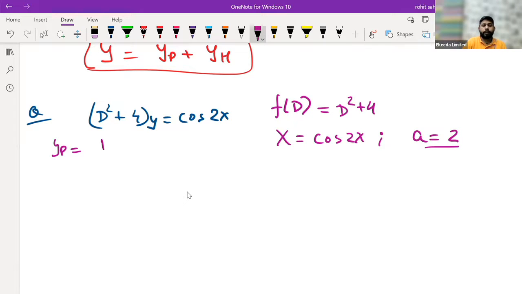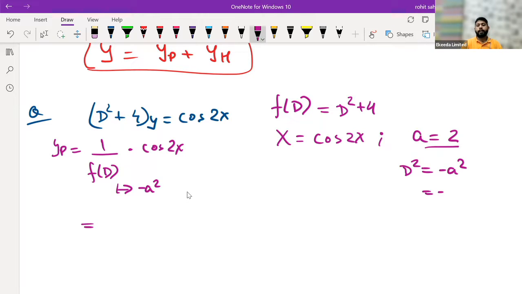So yp will become 1/f of d, where d is replaced by minus a square times of cos of 2x जो यहाँ दे रखा है. So d square is actually like अगर a ये है तो d square equal to minus a square will become minus of 2 square, which is minus of 4.